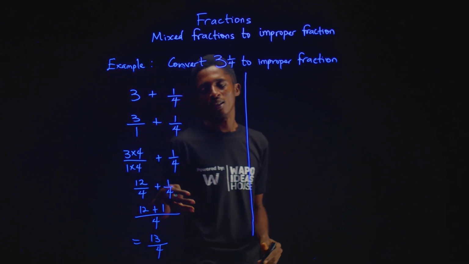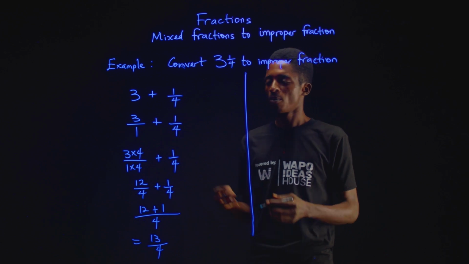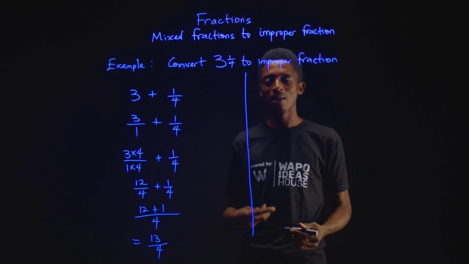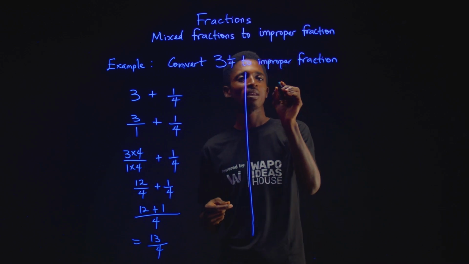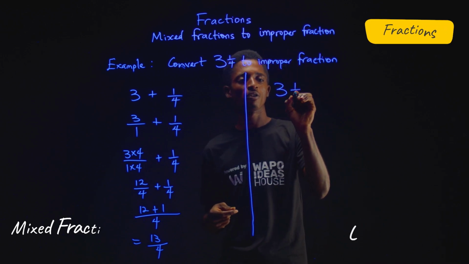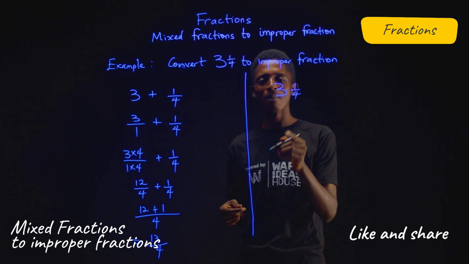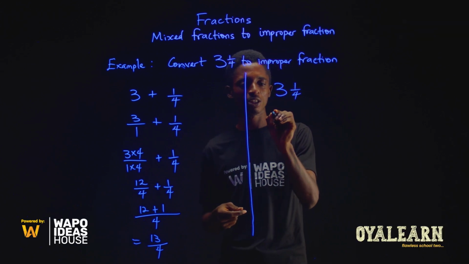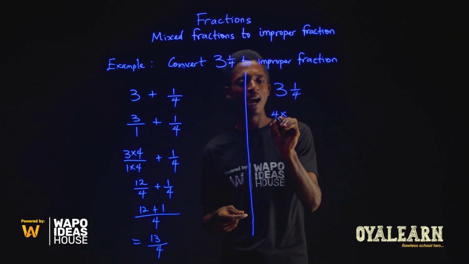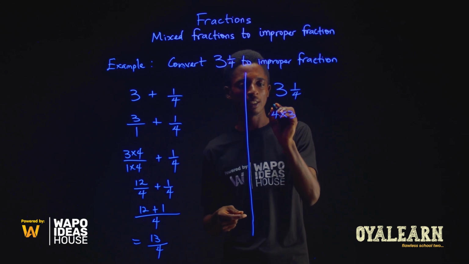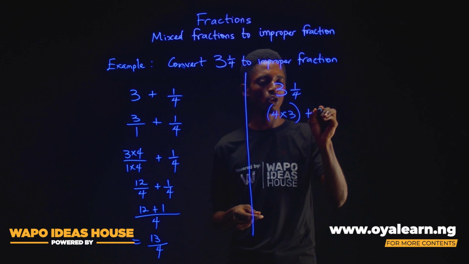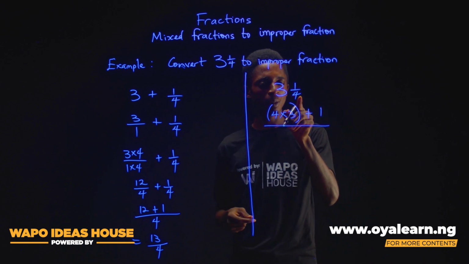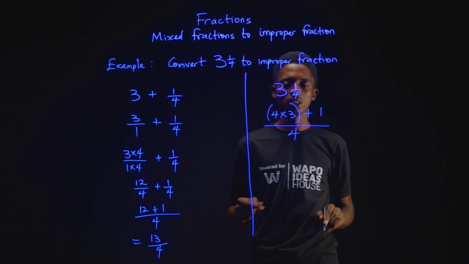This method can be a bit tricky, but to do it in shorter steps and arrive at your answer faster, we apply the second method, which is 3 whole number 1 over 4. And in this case, remember, you multiply the denominator 4 by the whole number 3. Put that in a bracket, plus the numerator 1 over, repeat the same denominator, which is 4.